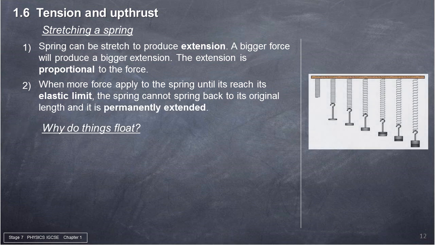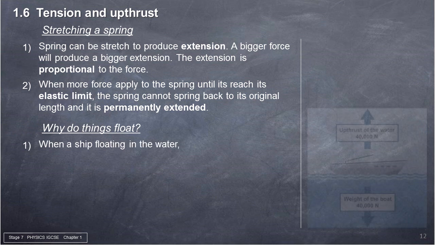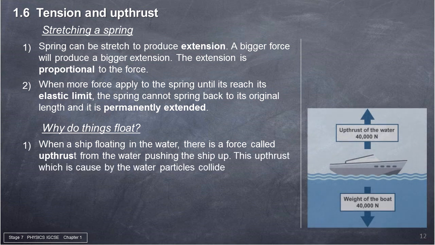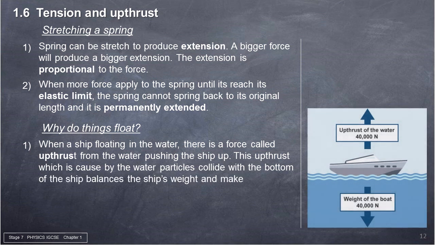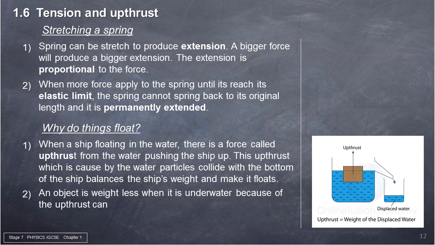Why do things float? 1. When a ship is floating in the water, there is a force, called upthrust, from the water pushing the ship up. This upthrust, which is caused by the water particles colliding with the bottom of the ship, balances the ship's weight and makes it float. 2. An object is weightless when it is underwater, because of the upthrust, which can be explained by the Archimedes principle.